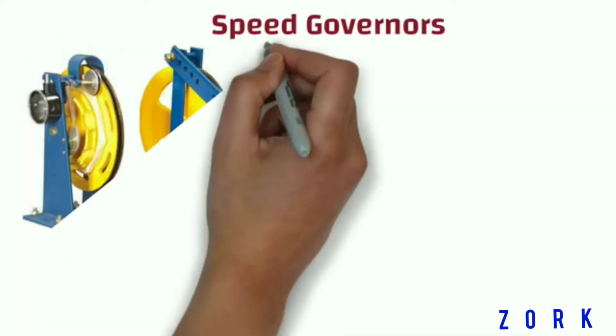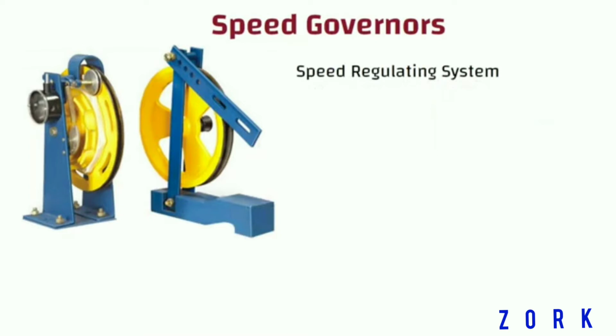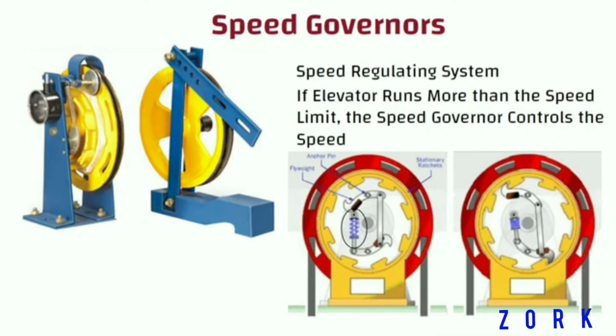Speed governors. Most elevators have an entirely separate speed regulating system called a governor, which is a flywheel with mechanical arms built inside it. Normally the arms are held inside the flywheel by springs, but if the lift moves too fast, they fly outward, pushing a lever mechanism that trips one or more braking systems.